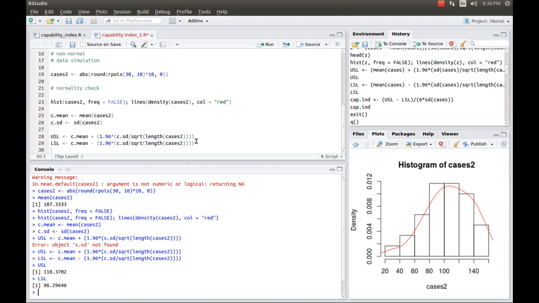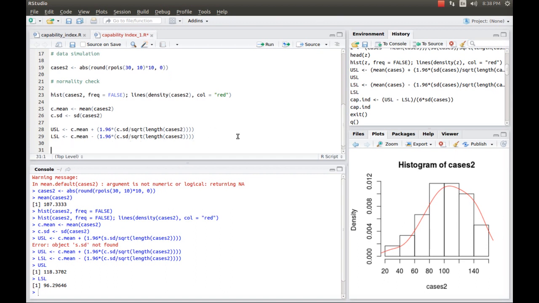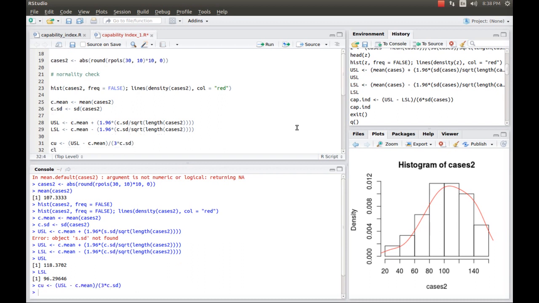Now let's compute the CPK. We need to go for the C upper, which is going to be like this: USL minus C mean divided by 3 standard deviations, which is CSD. 3 multiplied by CSD. And C lower is going to be, we just have to change this formula. Instead of deducting the mean from the USL, we deduct the LSL from the mean.